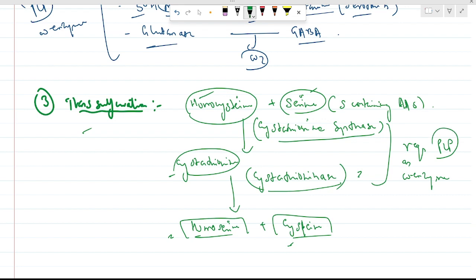That's why I've said we will come across PLP very often in further discussions, especially in amino acid metabolism, such as how homocysteine and cysteine are converted to other forms. In this transsulfuration reaction, the two enzymes, cystathionine synthase and cystathioninase, require PLP as coenzyme. These two are sulfur containing amino acids.